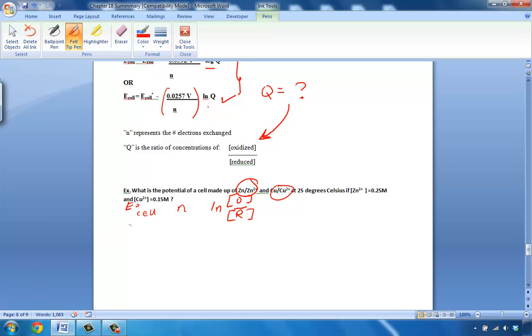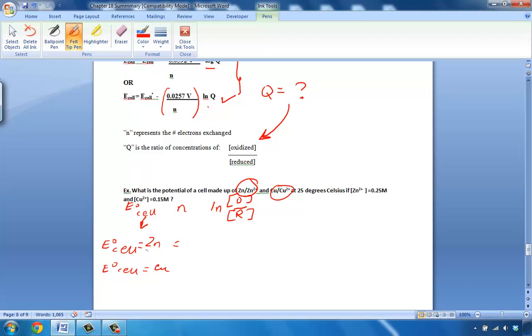That means the first thing I need to find is E naught of the cell. So I will find the E naught of the cell for both of my atoms, which is zinc, and for copper.